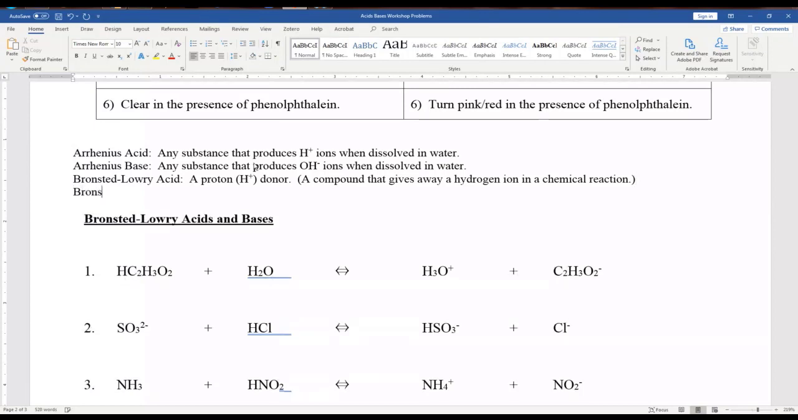And then likewise, a Bronsted-Lowry base is a proton acceptor, H plus. Any substance that accepts a hydrogen in a chemical reaction. This is the acceptor. A compound that accepts or receives a hydrogen ion in a chemical reaction.